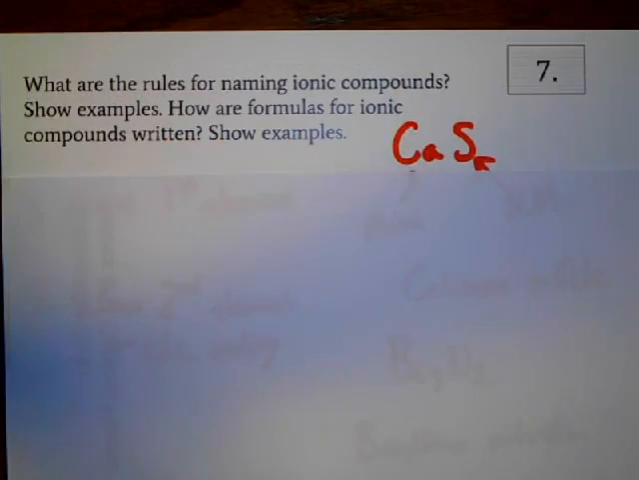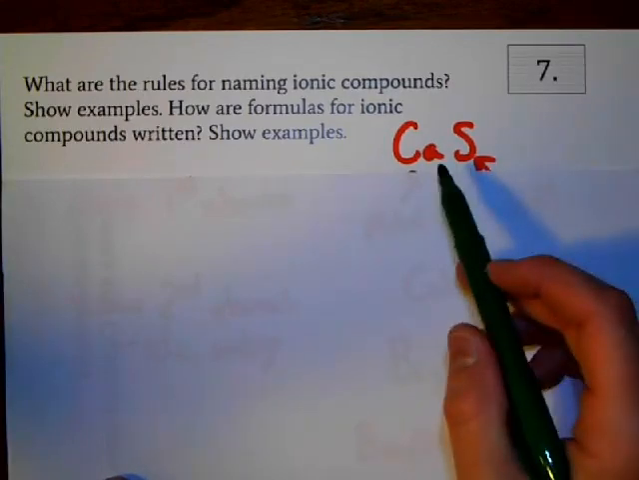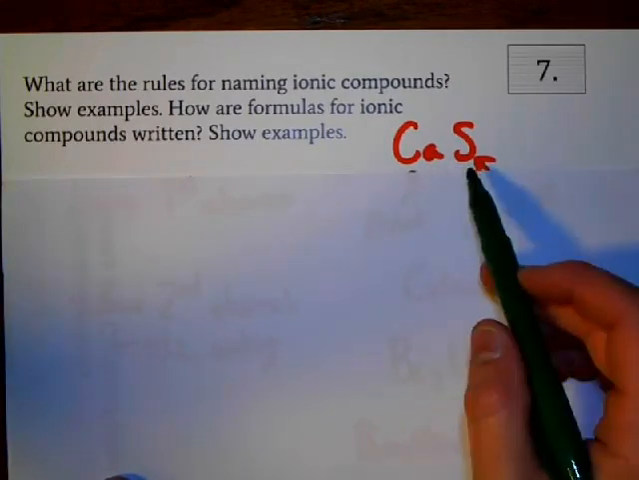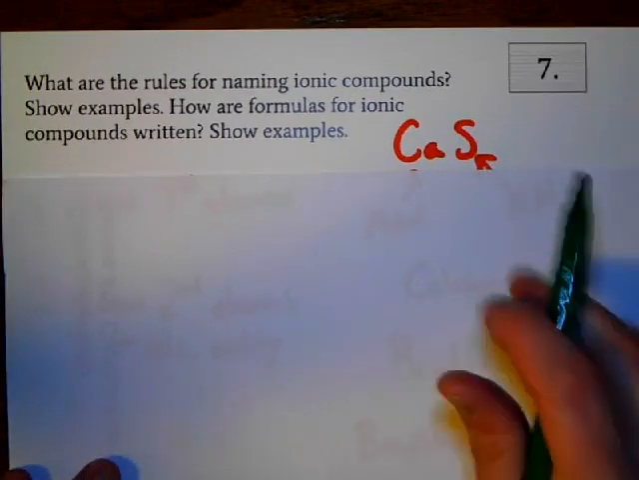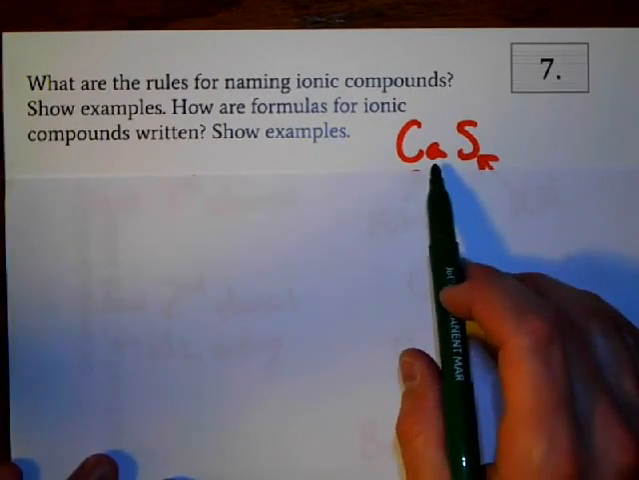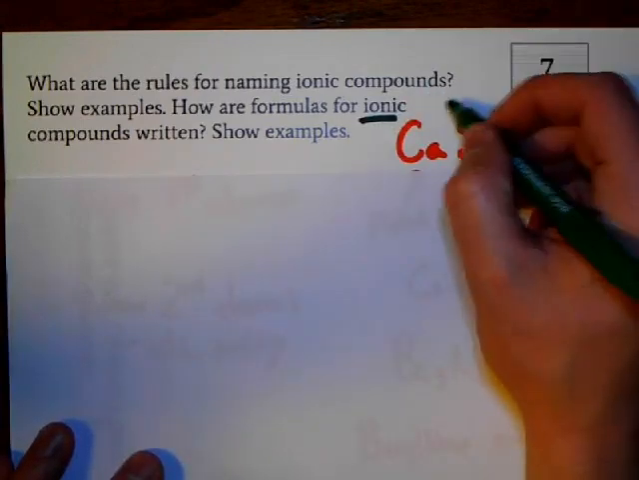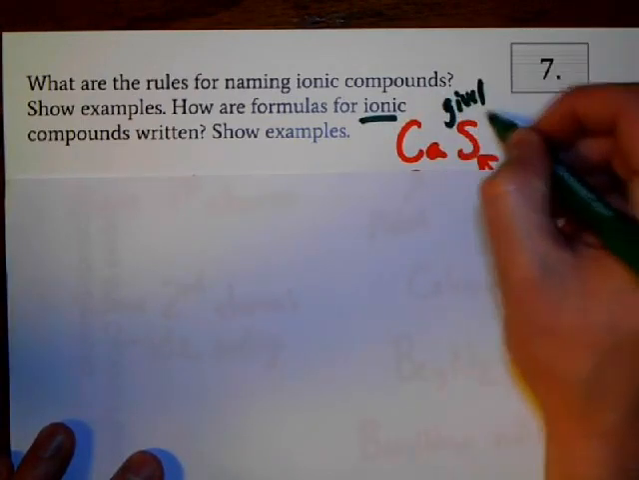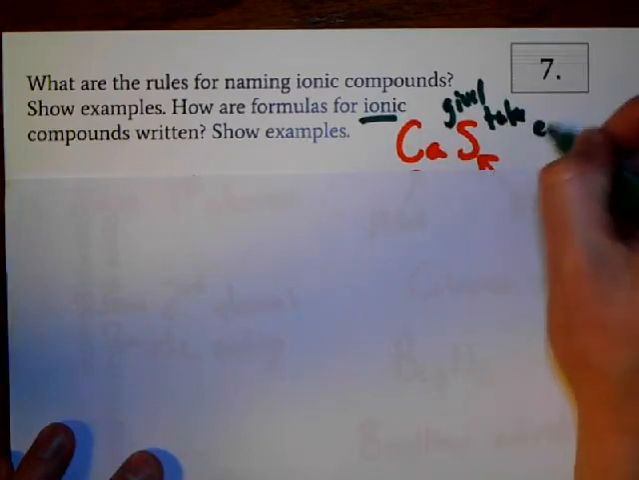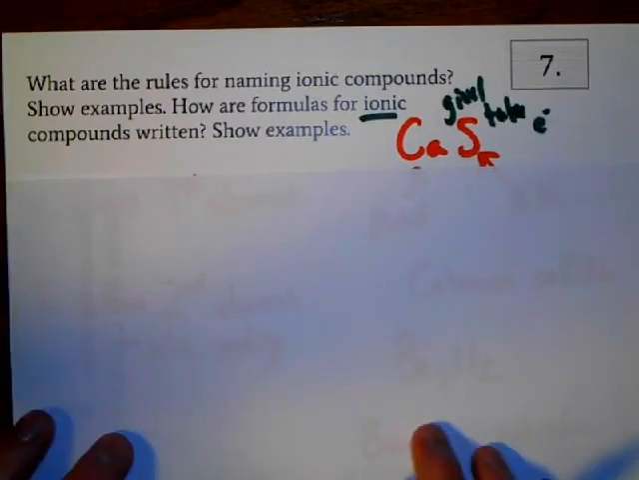For the second part of this note card, we have to look at how the formulas for ionic compounds are written. Or more importantly, why is calcium sulfide just CaS? Well, what it boils down to is how many calciums do I need in order to counteract how many sulfurs? Again, ionic compounds are where they're going to be giving or taking electrons. And they want to give or take some more.